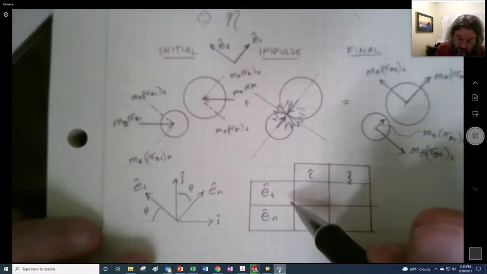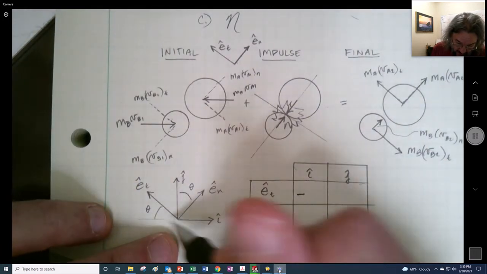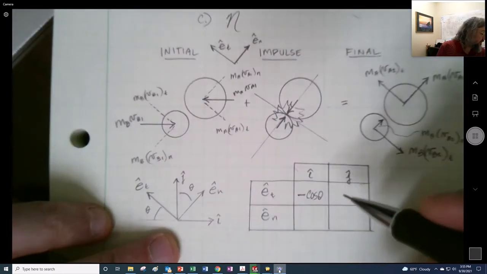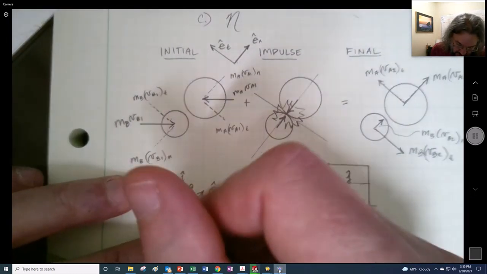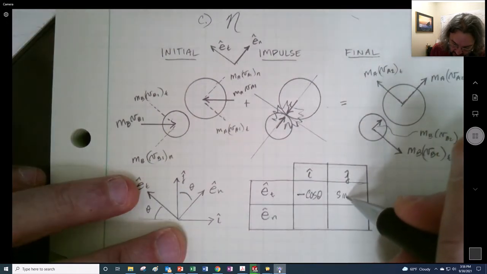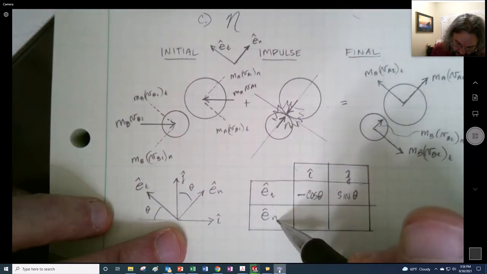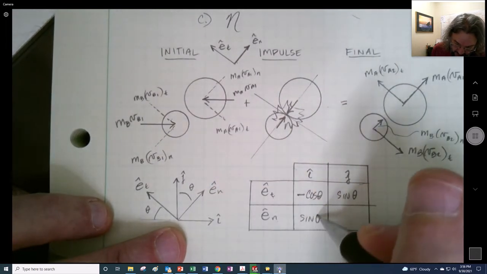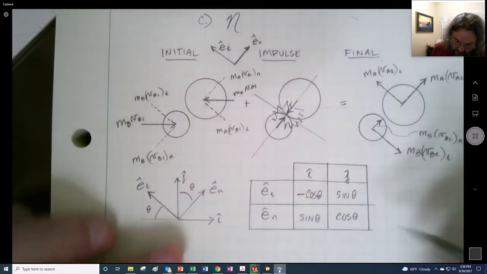For the T, the I component is going to be negative cosine theta. Did I do that right? Yeah, I did that one. And then the J component for T is going to be positive sine theta. That's kind of a sad looking theta. And for N, it's going to be positive sine, and then positive cosine. Okay, great.